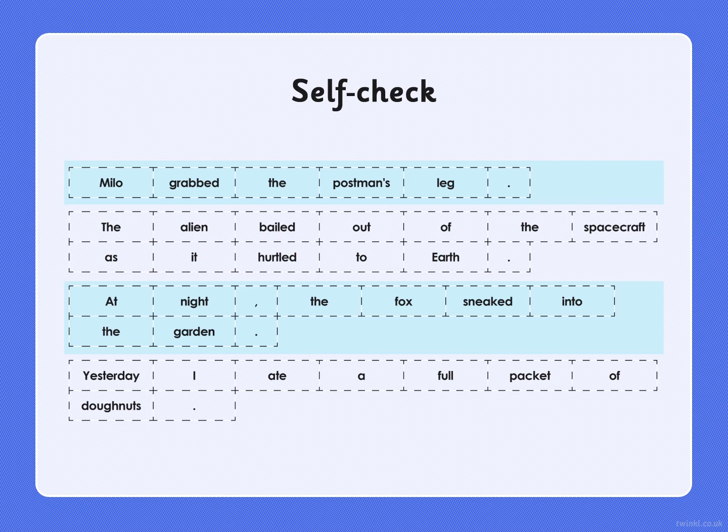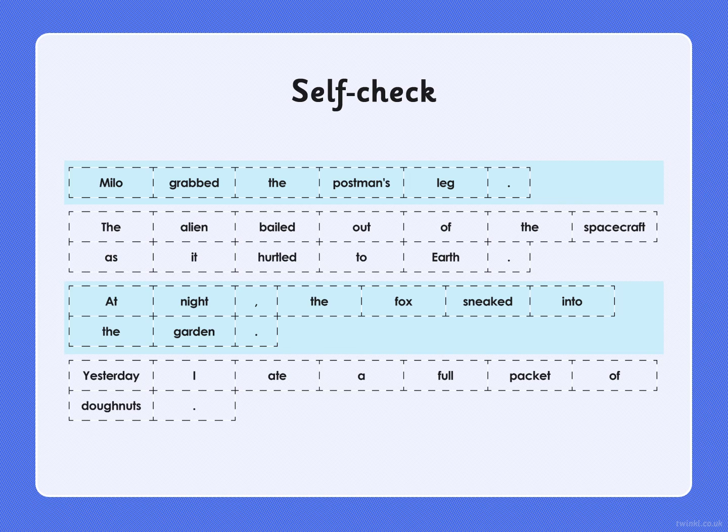Okay, so have a check. Milo grabbed the postman's leg. The alien bailed out of the spacecraft as it hurtled to Earth. At night, the fox sneaked into the garden. Yesterday, I ate a full packet of donuts. You may have something different. By all means, show me on your assignments.